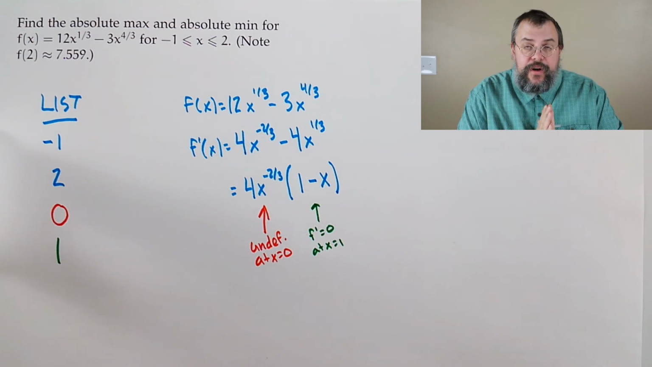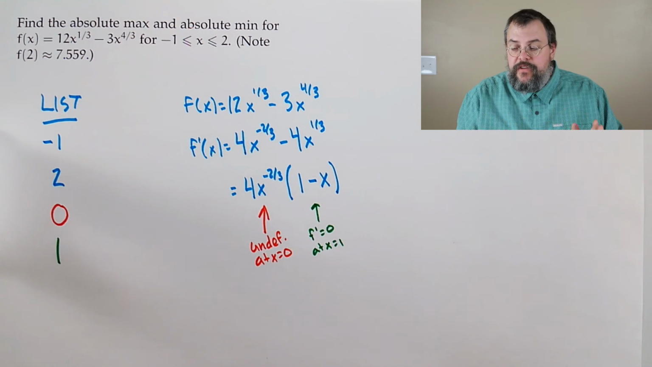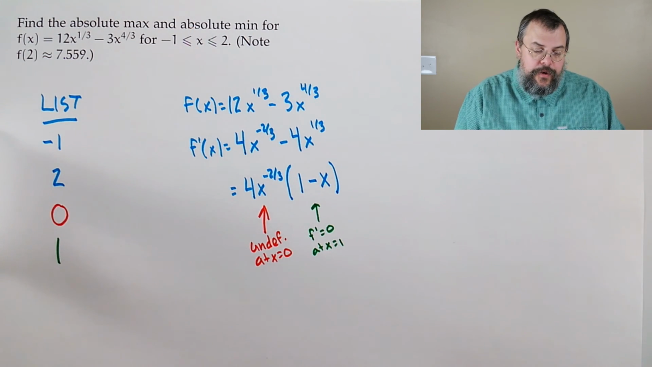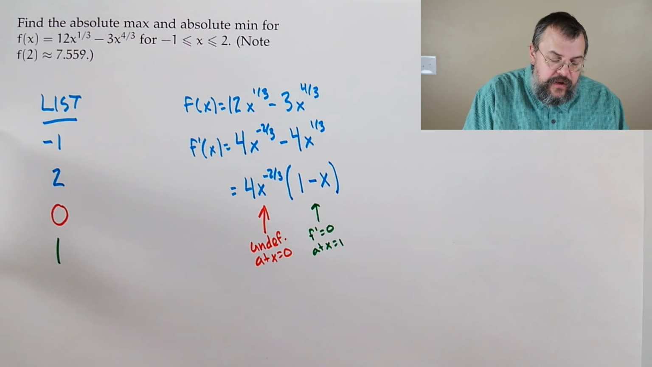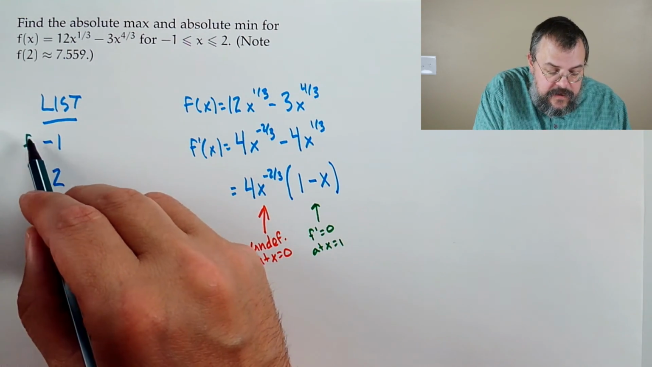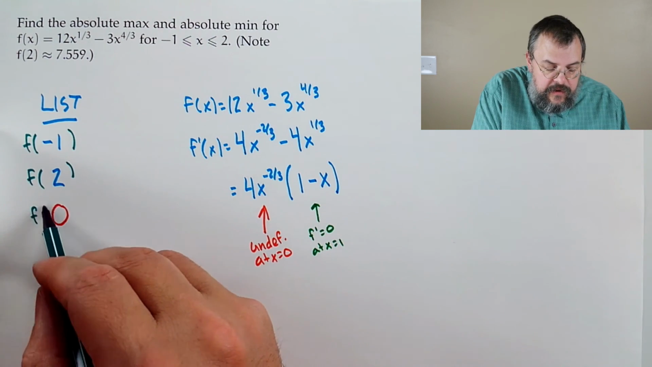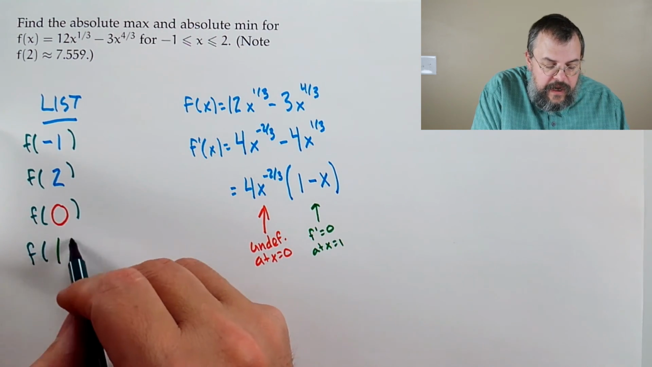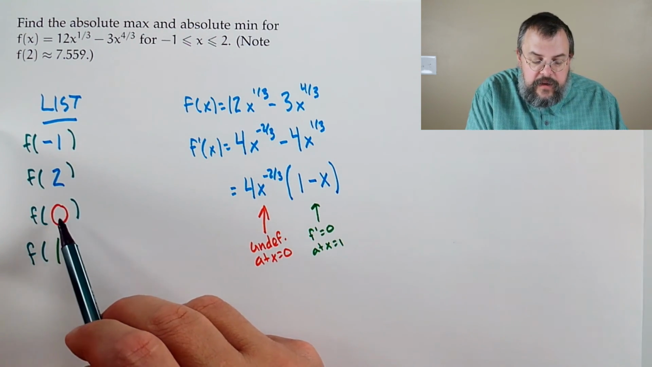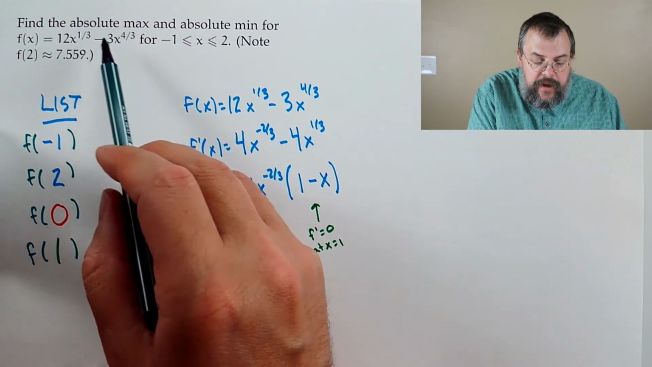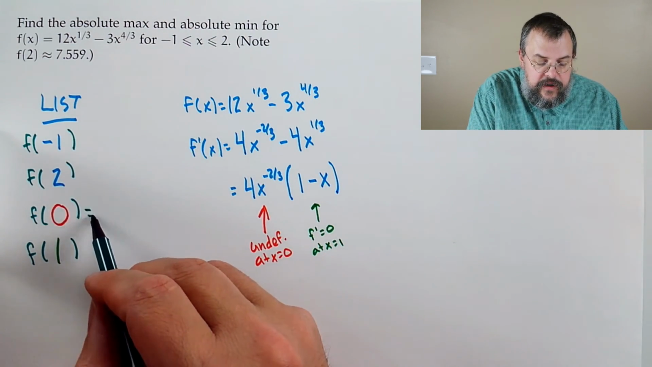All right, good for us. We found all our points. Now, the next step is to plug it in. So we're going to plug all these points in. All right. Some of these will be simpler than others. So for instance, looking at this, I think I could do f of 0. That's pretty easy because anytime you have 0 to a power, that's 0. So f of 0 is 0.